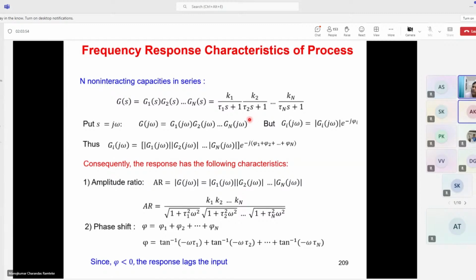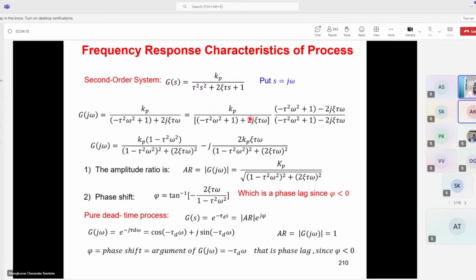That means your roots are always negative, located on the left hand side of the imaginary axis. In fact, we will prove that first order system and second order system are always stable. As we go ahead in the frequency response, we can actually prove that the first order system and the second order system are always stable. Third order system can be unstable. We will prove that. All right, is that clear?